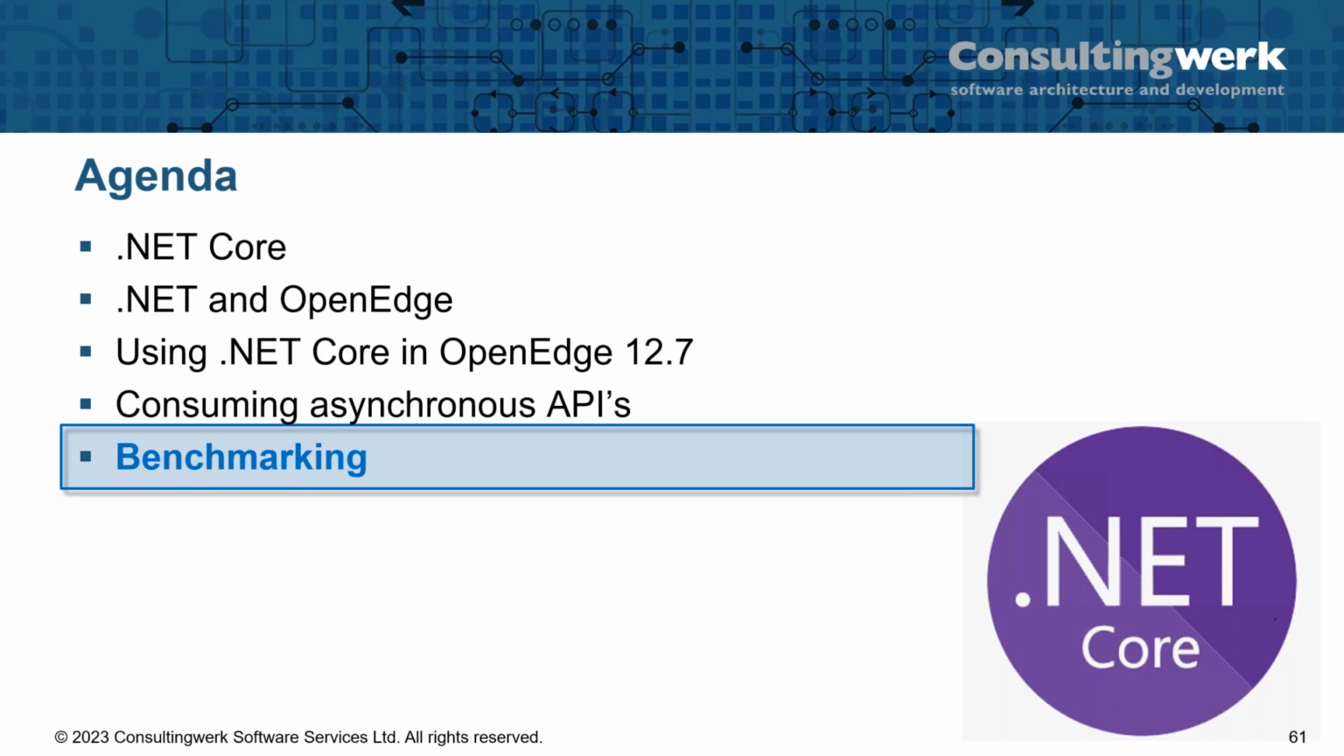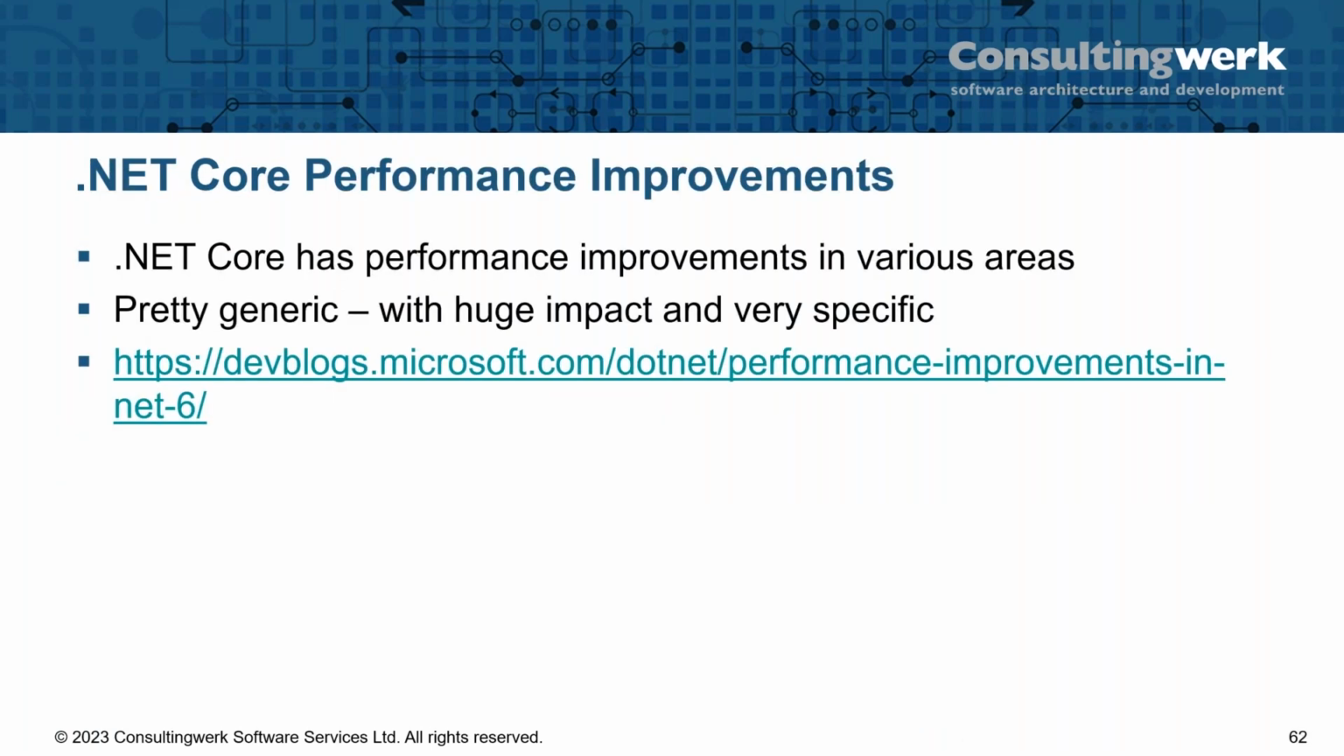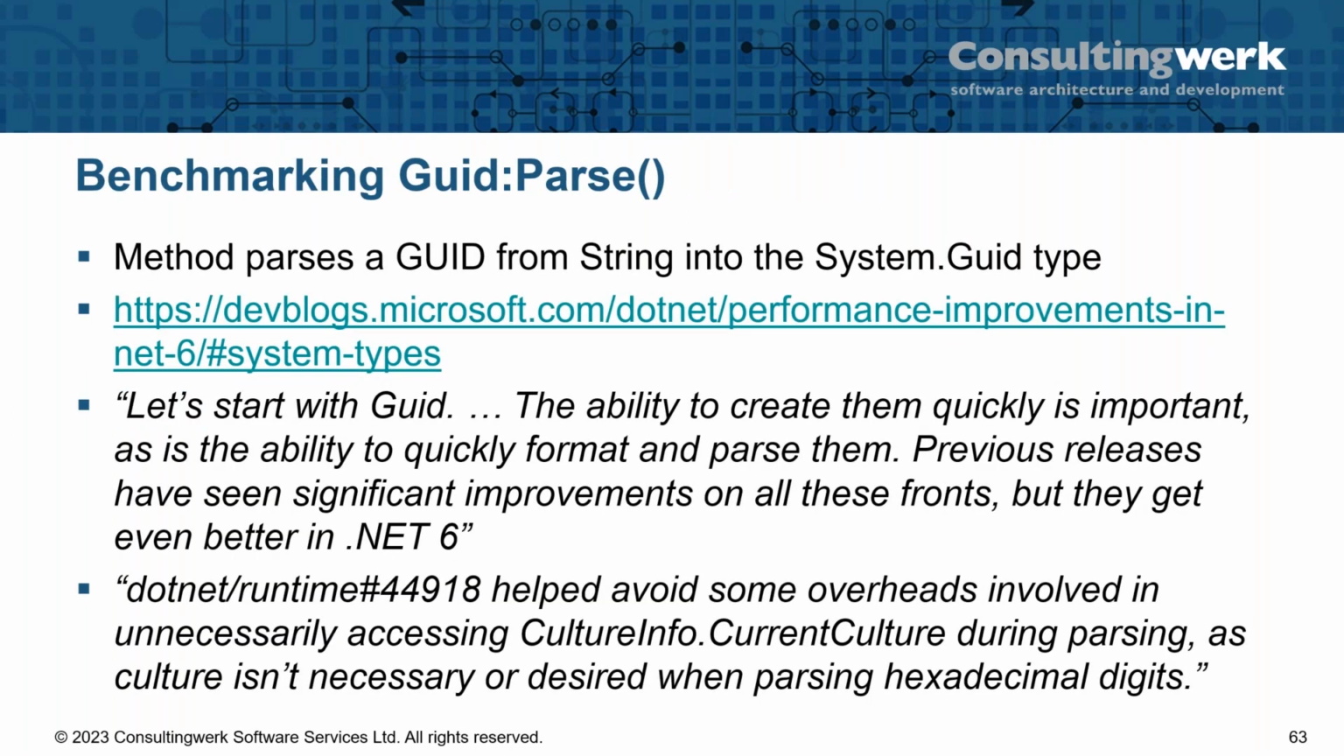So let's look a little bit at some benchmarking. If you read about performance improvements in the .NET Core world, they are all over the place. Some are pretty generic with huge impact, and some are very specific. There are blog articles by Microsoft. Microsoft writes a lot about what they do in the development of the framework. And one example is here, parsing a GUID.